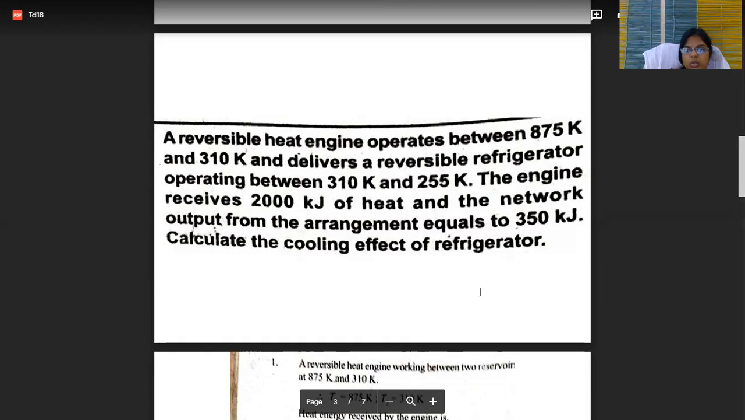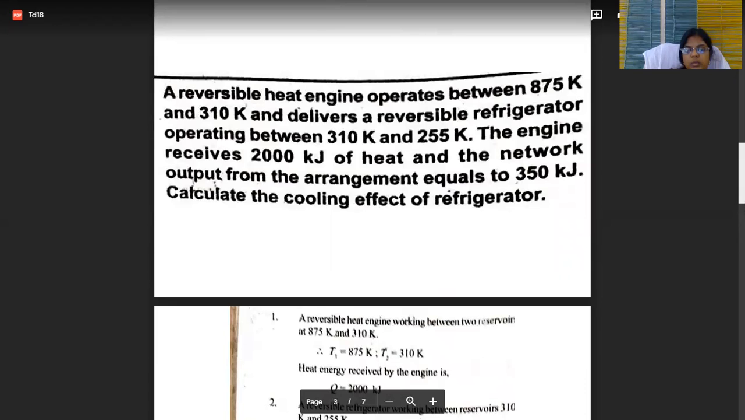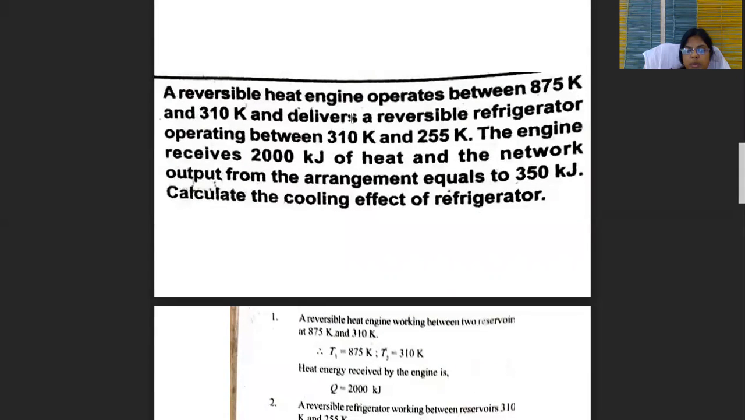So now we are going to calculate the cooling effect. What is cooling effect? Sink. In a heat pump, heating effect is source. Now there is a different problem. It runs a heat engine and it gives work done, and this work done is supplied to the refrigerator, and now we are going to find the value of the cooling effect of the refrigerator. In a heat engine it gives work done by the system. In a refrigerator, work is done on the system.